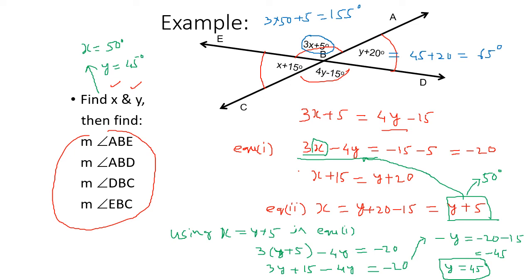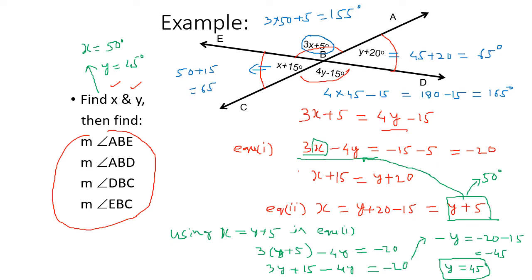This angle 4y minus 15. So 4 multiplied by 45, because y is 45, minus 15. 4 into 45 gives me 180, minus 15 is equal to 165 degrees, right? And finally, x plus 15 will give me, x was 50, so 50 plus 15, that is 65.